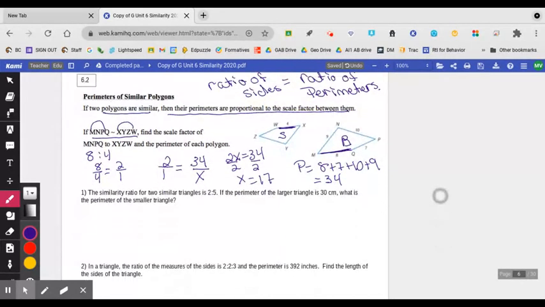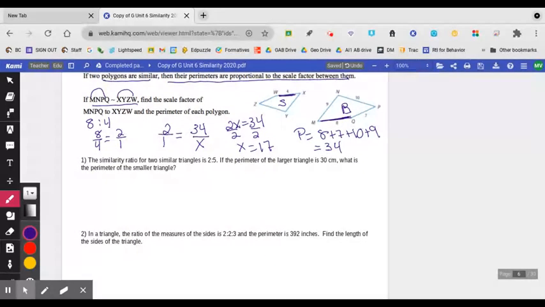So, number 1. The ratio of two similar triangles is 2 to 5. Since 2 is smaller, that means it's small to big. The perimeter of the larger triangle is 30. So that's my larger triangle, which means it equals 30 in the denominator. What is the perimeter of the smaller?